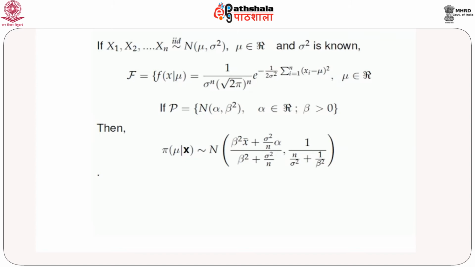As before, we can easily see that the mean of the posterior distribution is also a weighted average of the mean of the prior distribution, that is alpha, and the sufficient statistic for the parameter mu, that is x bar, and the weights being the inverse of the corresponding variances, that is the inverse of the variance of the prior distribution and the inverse of the variance of the sufficient statistic x bar, that is sigma square by n.